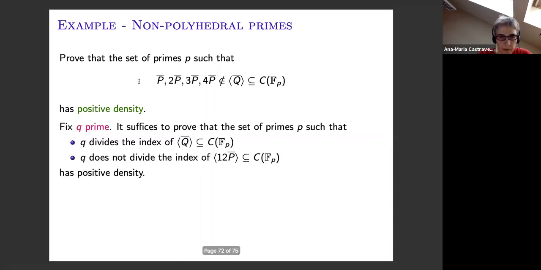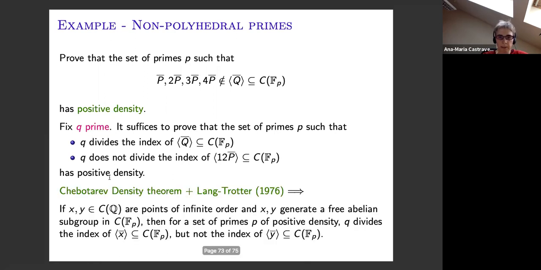And then it suffices to check, for example, the following: if you fix a prime Q, then you look at the primes such that this new prime Q divides the index of the subgroup generated by the reduction of Q inside the F_P points of C, and Q does not divide the index of the least common multiple of these multiples times P, the reduction of P. And we want this to have a positive density. Now this is a consequence of two theorems, the Chebotarev density theorem and Lang-Trotter's theorem.